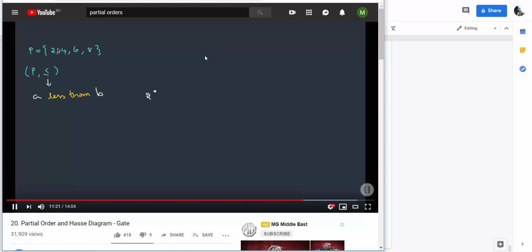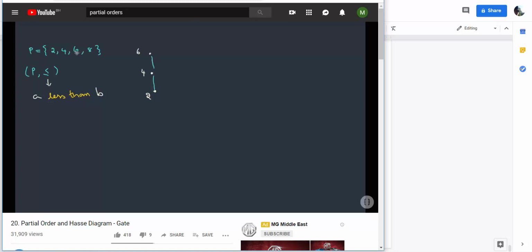Compare it with the next element. Is 2 less than 4? Yes, it is. Now this is the base element. Compare it with the next element. Is 4 less than 6? Yes. How about 6 with 8? Yes, 6 is less than 8. So this is the Hasse diagram for this partial order.